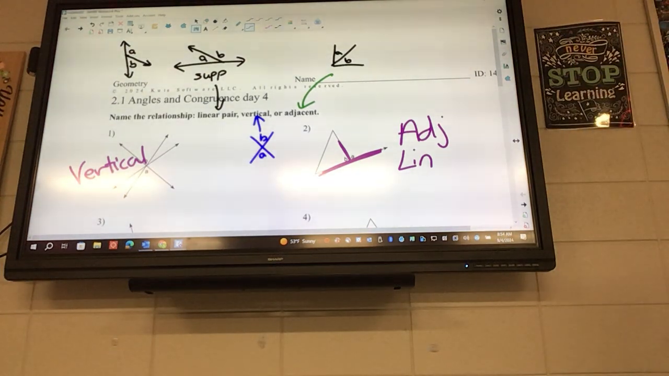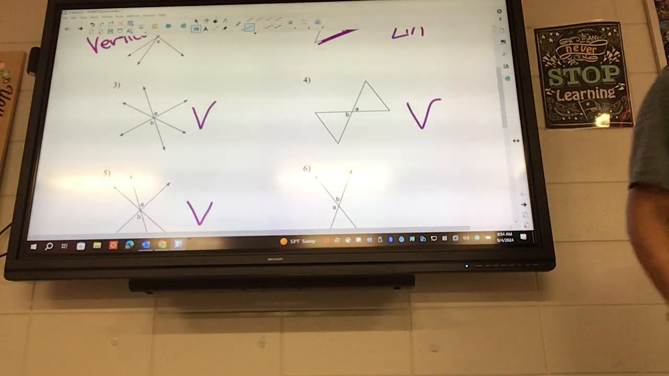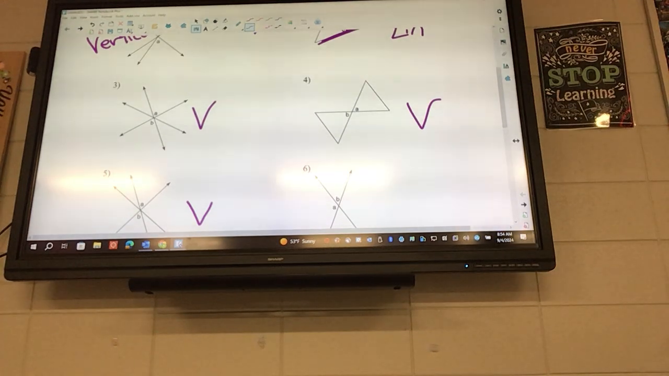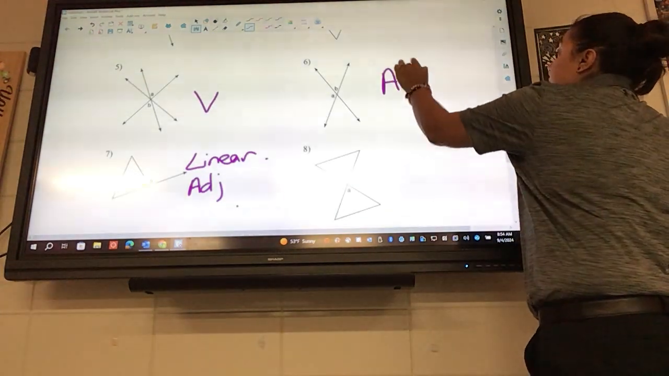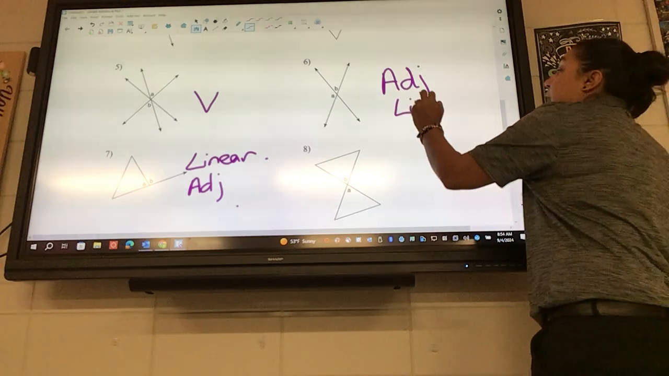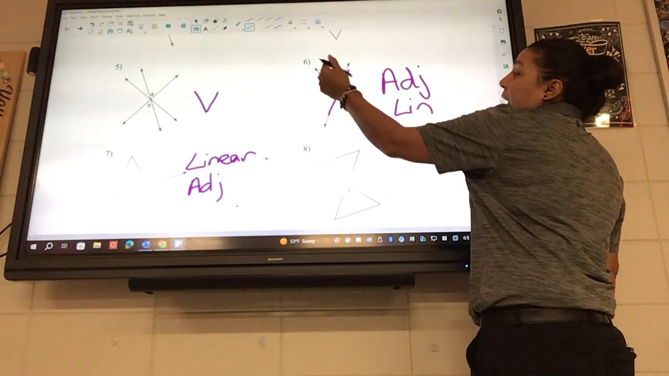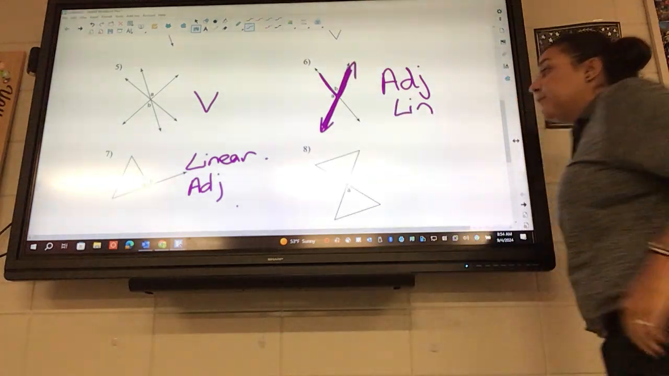Okay, 4, are A and B right next to each other? No, so what does it have to be then? Vertical. It's got to be vertical. Okay, 6, are A and B right next to each other? Yes, so it's got to be what? Adjacent. It's got to be adjacent. And now it's a question of, is it a linear pair or not? Does A and B make a straight line? Yes, so it is also going to be a linear pair. And again, here's my B, and here's my A. Okay, you take the two outside parts, and it's going to make this, which does connect to a straight line.